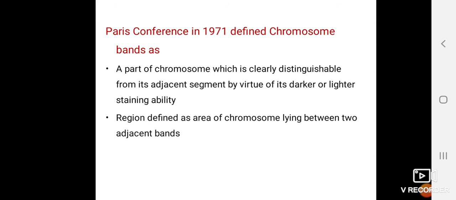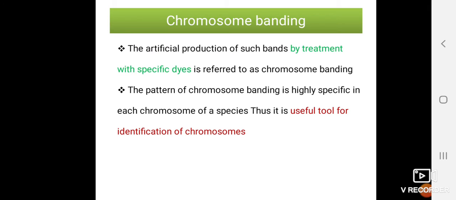Then the Paris conference in 1971 defined chromosome bands as a part of a chromosome which is clearly distinguishable from its adjacent segment by virtue of its darker or lighter staining ability. The regions are defined as the area of chromosome lying between two adjacent bands, with lighter regions and alternating darker regions.